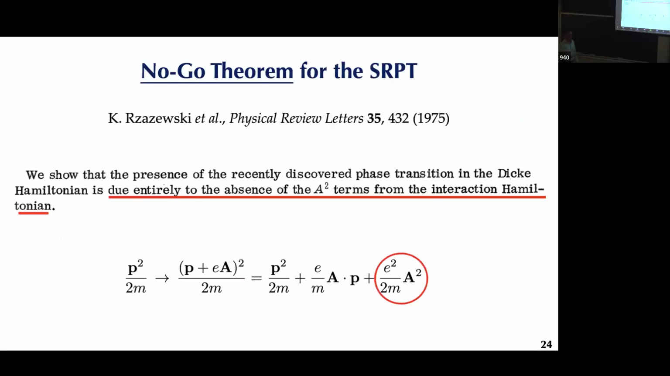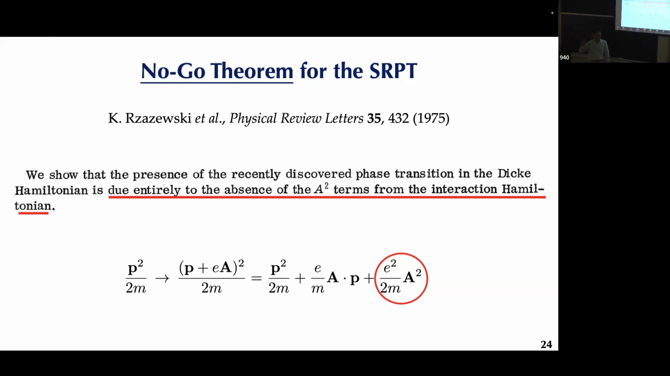Right. However, only 2 years after the original prediction, there was a counter argument, a theoretical study, saying that it's impossible. This phase transition should not occur. The point of this was, in the original Hepp and Lieb paper, they did not include the so-called A squared term in the light matter Hamiltonian. This simply comes from the expansion of this, where P is replaced by P plus eA.